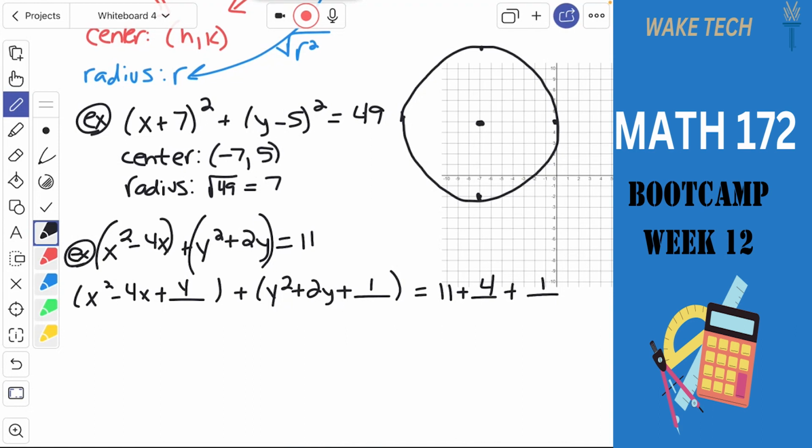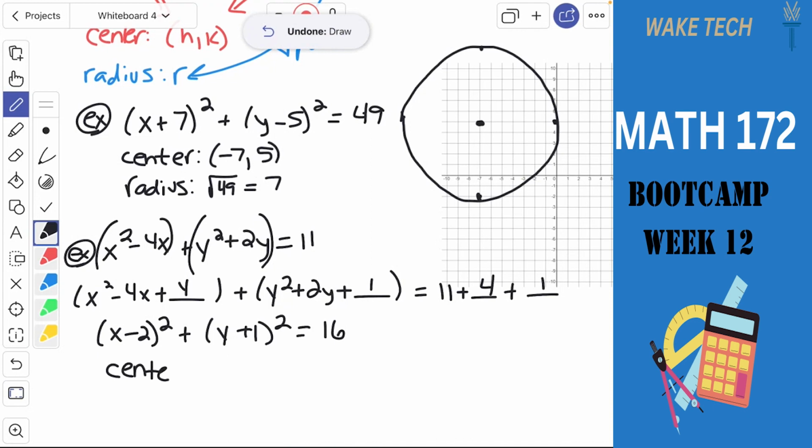And the whole point of adding that new term is so that now the group of x's is a perfect square. The group of y's is also a perfect square. And then we can combine like terms, we can combine the numbers on the right side to get 16. But now this equation is in standard form, which makes it pretty easy, pretty quick to identify the center and radius. The center's at the opposite of the value with x and the opposite of the value with y. The radius is the square root of the number on the right side.